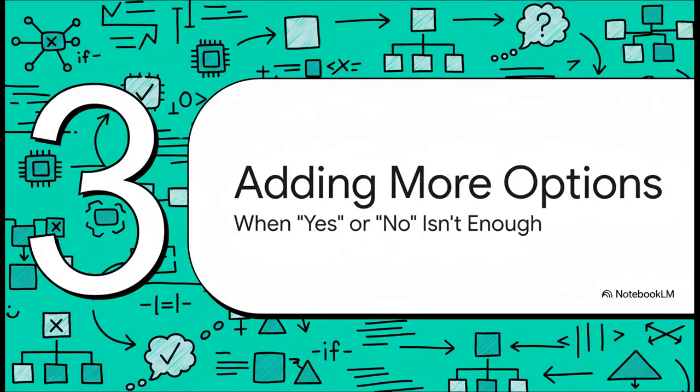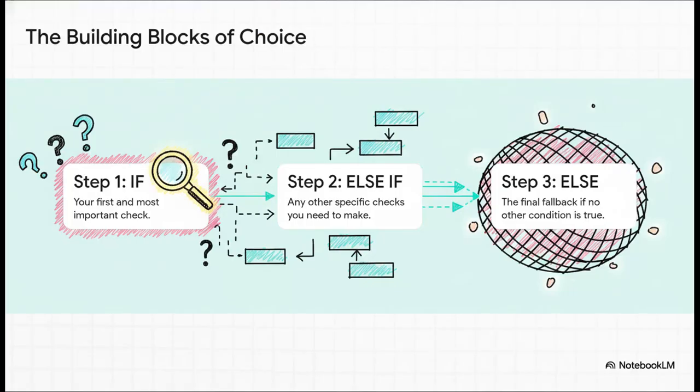But life isn't always a simple yes or no choice, is it? What happens when you need to check for a few different things before you can make a final call? For that, we just add a couple more tools to our toolkit. We always start with an if, that's our number one most important check. But then we can add as many else-if blocks as we need to look for other specific things. And finally, at the very end, we have our catch-all, the else. This is what happens if nothing else we checked for was true.